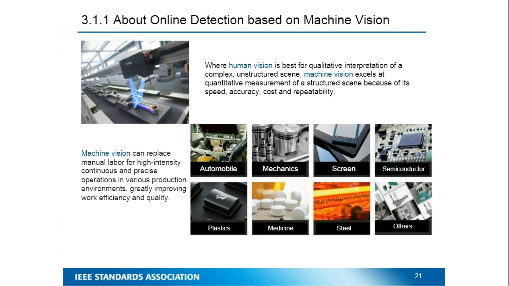Where human vision is best for qualitative interpretation of a complex, unstructured scene, machine vision excels at quantitative measurement of a structured scene because of its speed, accuracy, cost, and repeatability. Machine vision can replace manual labor for high-intensity, continuous, and precise operations in various production environments like semiconductor, medicine, screen, and so on, greatly improving work efficiency and quality.